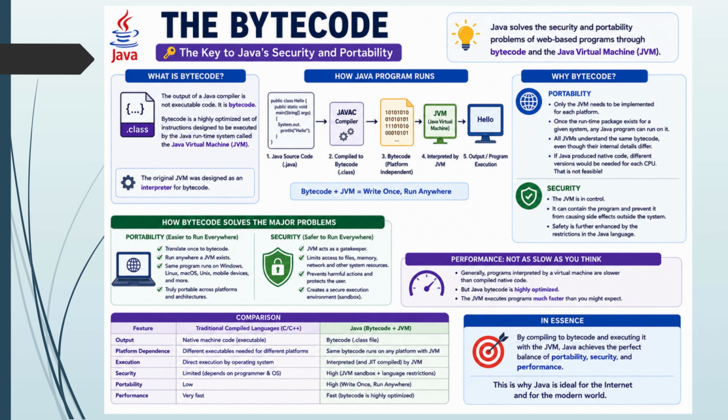Performance. Not as slow as you think. Programs interpreted by a virtual machine are slower than compiled native code. But Java bytecode is highly optimized. The JVM executes programs much faster than you might expect.